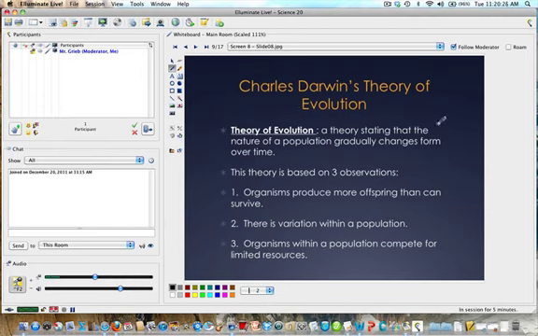Darwin's theory of evolution states that the nature of a population gradually changes over time. His theory is based on three observations. One is that organisms produce more offspring than can survive. So in nature, quite often, you have lots of offspring that don't survive. Two, there is variation within a population. He saw finches with different sized beaks. And the third one was that organisms within a population compete for limited resources. Particularly in times when resources are low, that competition is going to result in some organisms surviving at a greater rate than others, or some phenotypes, some physical characteristics, surviving at a greater rate.